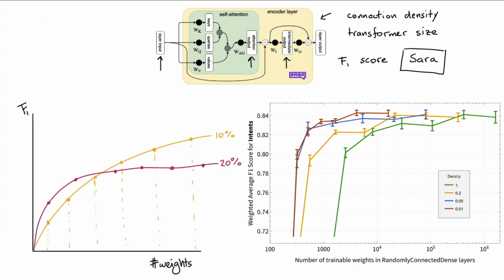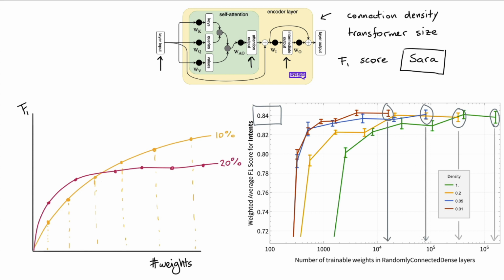The thing that's most interesting, at least to me, is that this also seems to be holding true when we really drop down the connection density. This arc over here represents the largest transformer size with a connection density of 1. This arc is again the largest transformer size, but with a connection density of 20%. And if I now go lower and lower over here, then if I look at the y-axis, they all seem to be around the 84%. It's not like I'm losing a lot of accuracy here. But if I now look down at the x-axis, it makes a huge difference. And this is pretty interesting.